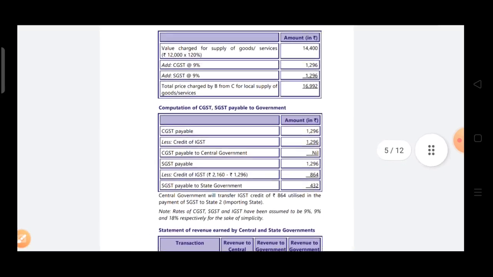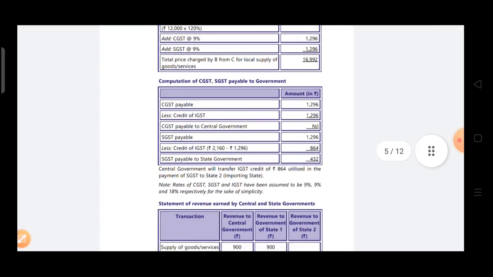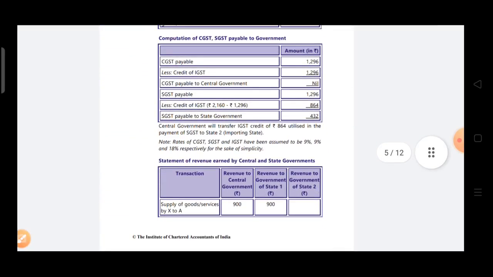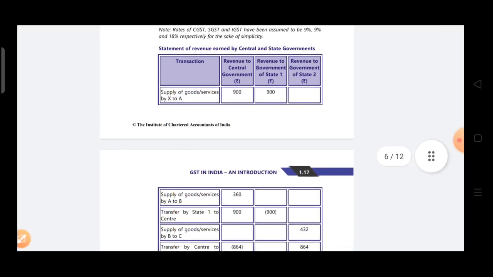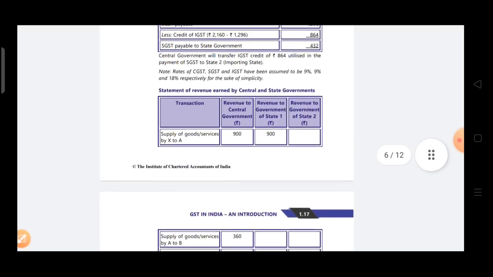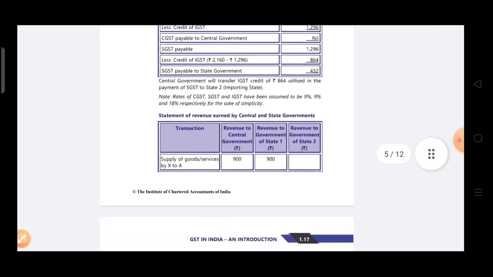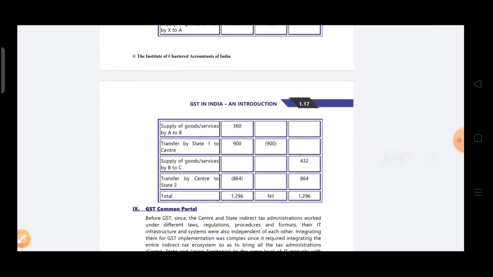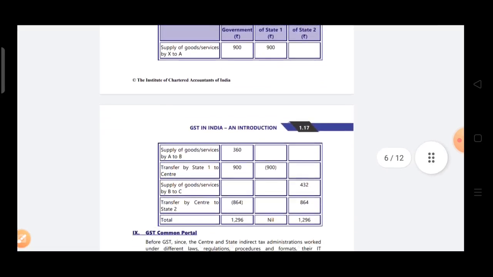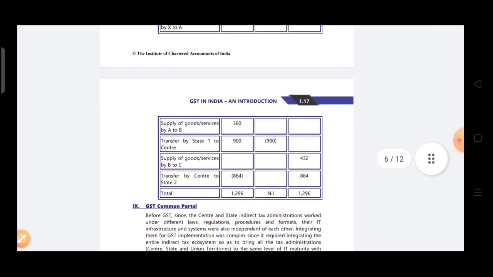Then third transaction. As a result of the third transaction, net SGST payable to state government was 432. So 432 will be written under the third column, state 2 column, 432. Now in this case, what was the transfer made? Transfer was made by center to state. So 864 will get deducted from center and it will get added to state 2 column. So see the ultimate revenue to central government is 1296 and ultimate revenue to state 2 is 1296.